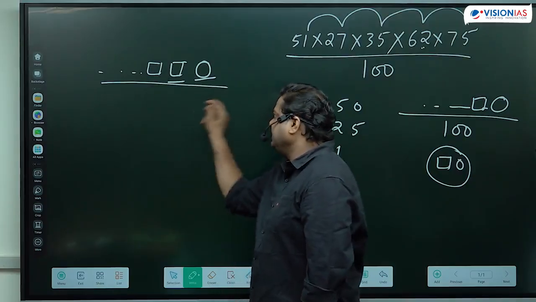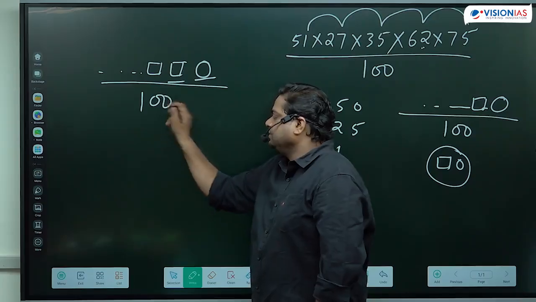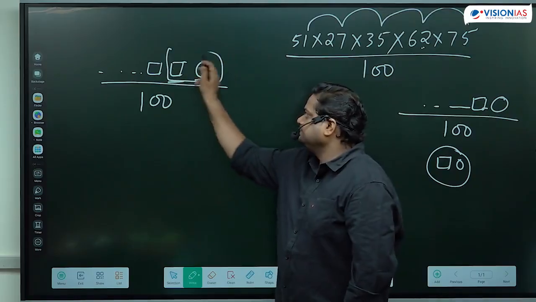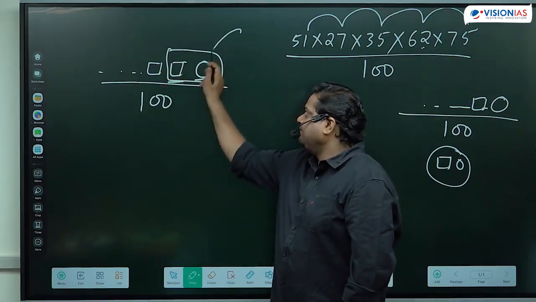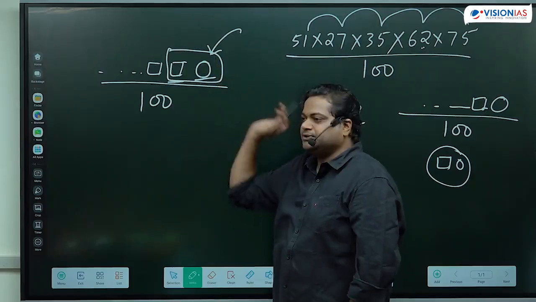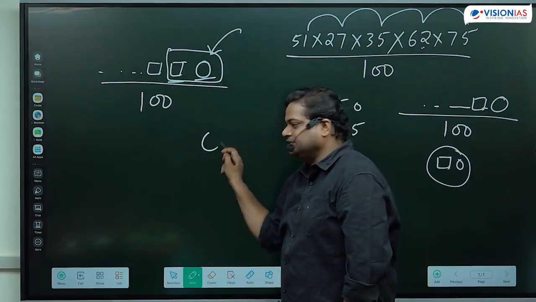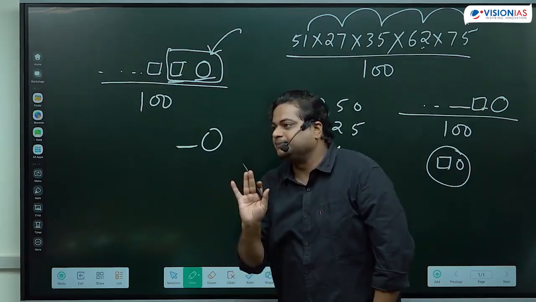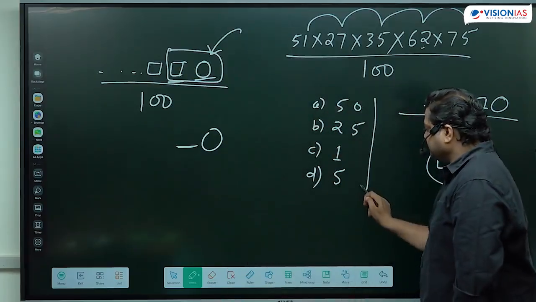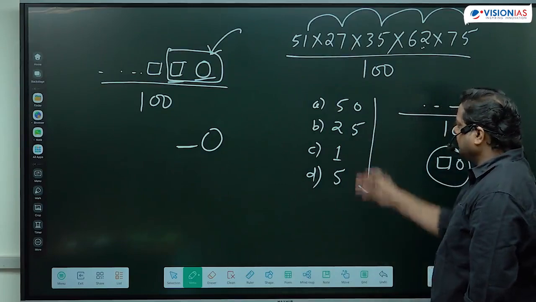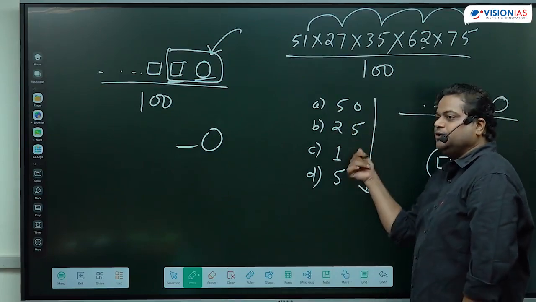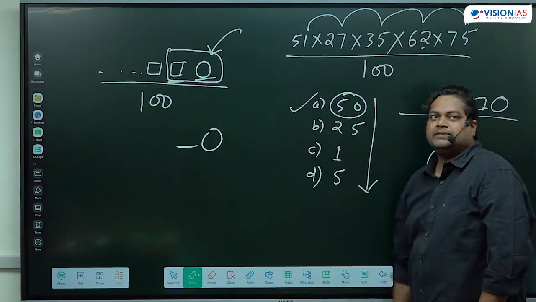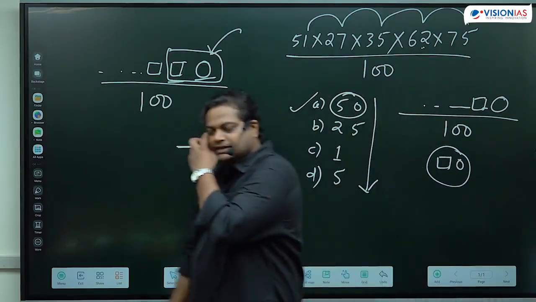But if we divide by 100, what remainder we are going to get? Last two digits. Last two digits में one unit digit is sure, that is 0. This 10th place wala we don't know. If we check with the options, where we can find 0 at unit place, only this option. That means this is our correct answer.